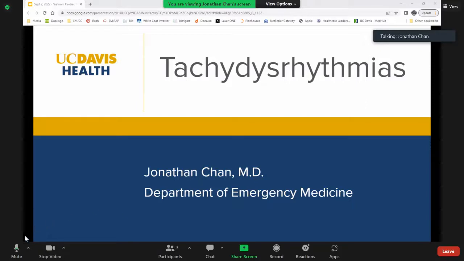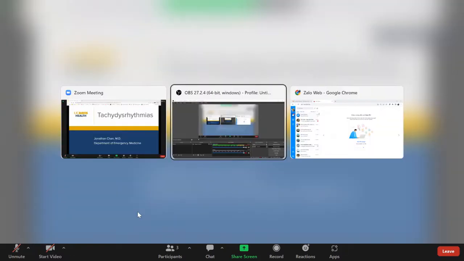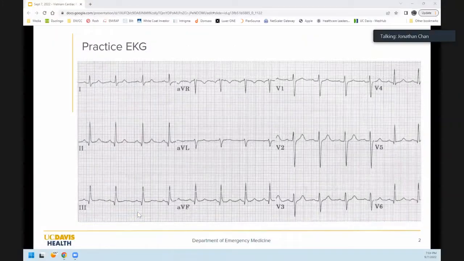Okay. So today we're gonna talk about tachydysrhythmias. So basically fast heart rates, right? Tachyrhythmia or tachydysrhythmia, we kind of use them interchangeably. I know I sent out some of the questions, but we don't have time to do it. This is our practice EKG that we're just going to practice reviewing a little bit of the basics first. So let's take a look at what this one shows.